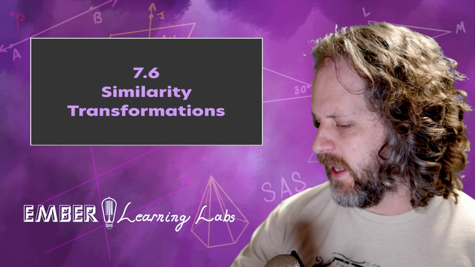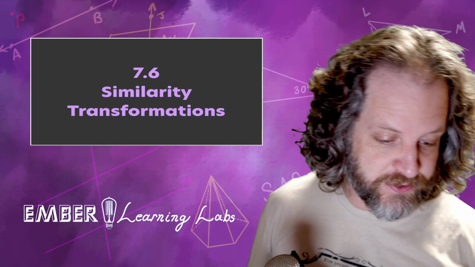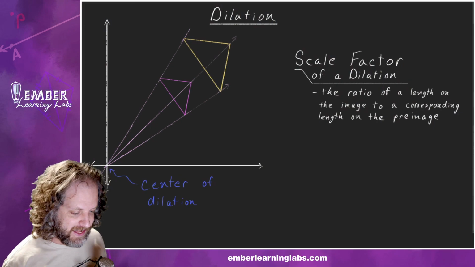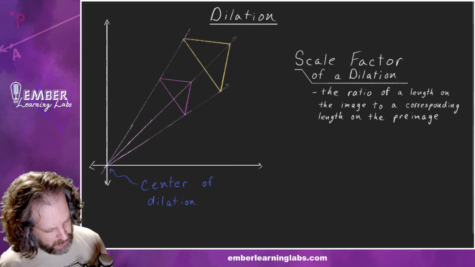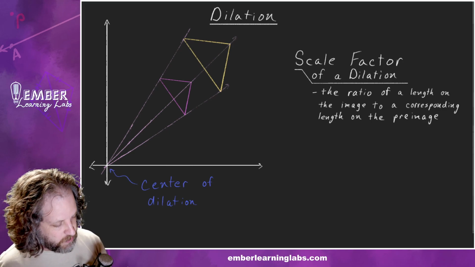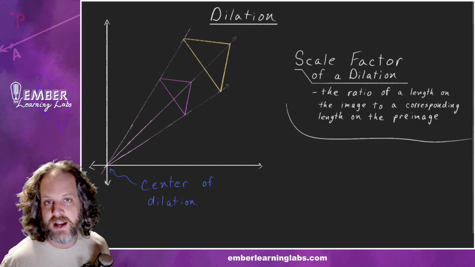The penultimate lesson of Unit 7. We're talking about similarity transformation. Specifically, that means we're talking about dilations, right? So if you remember probably from your Algebra 1 days, there are different types of transformations, right?